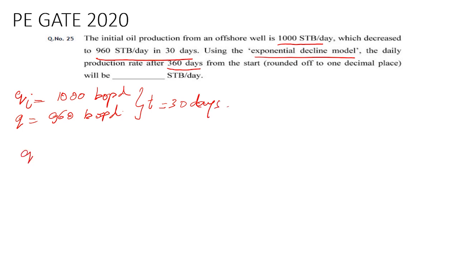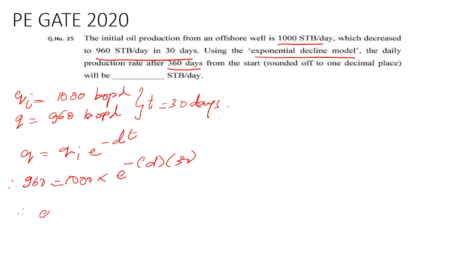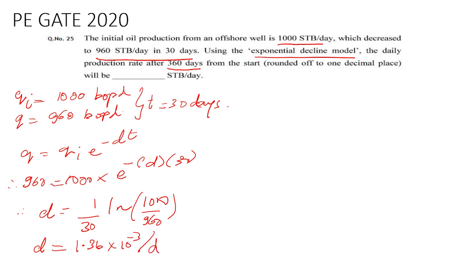Okay. Now I am using the exponential decline model. So 960 equals 1000 into e to power minus b into t, and in 30 days this has occurred. So b equals 1 by 30 into ln 1000 by 960. So b equals 1.36 into 10 to power minus 3 per day. Per day, this much decline rate. Alright. First part of the question is done.